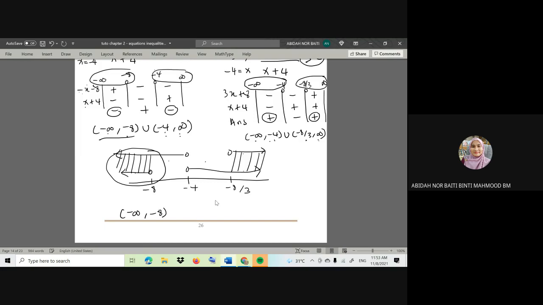Okay, we use round because empty circle ya, empty circle. Union, second shaded. Okay, yang ni tengok kat shaded ya. Start from negative 8 over 3 to positive infinity. Tu shaded, maksud dia dua jawapan lah.